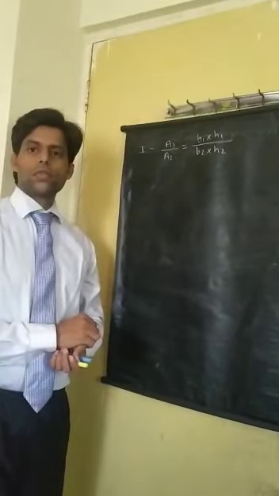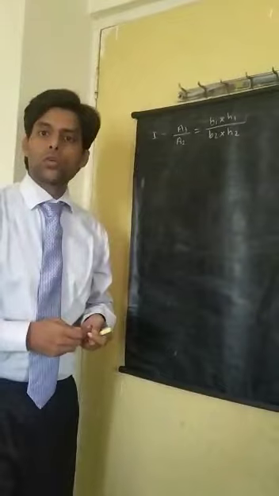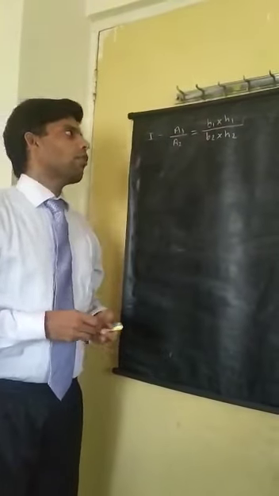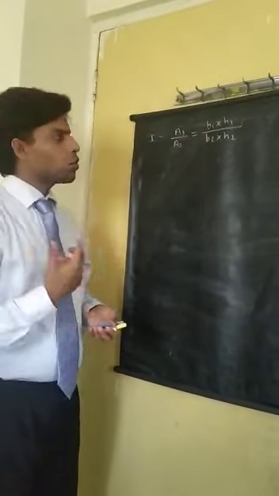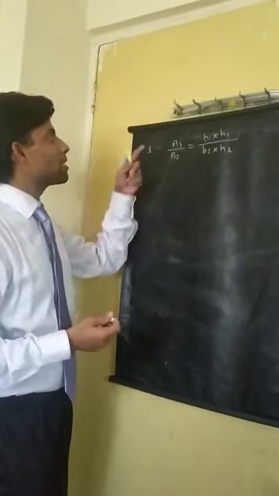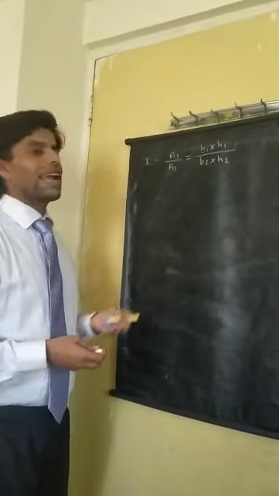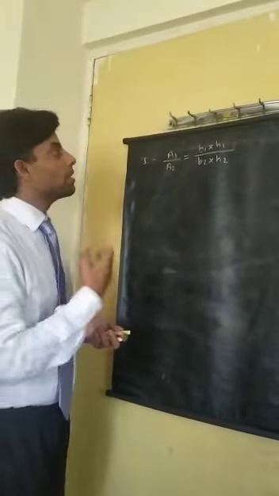Okay students, so just now we have learned that A1 upon A2 is equal to what? B1 into H1 upon B2 into H2. Now students, let's look for some possibilities. Is it possible that the bases of two triangles can be equal? Of course, the bases can be equal. So let's presume that the bases are equal.